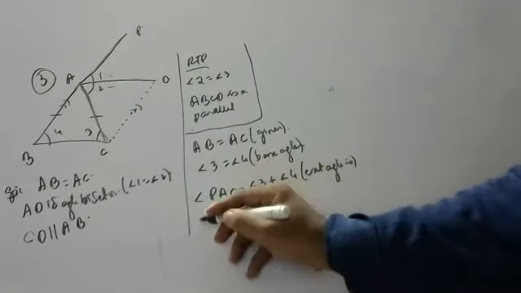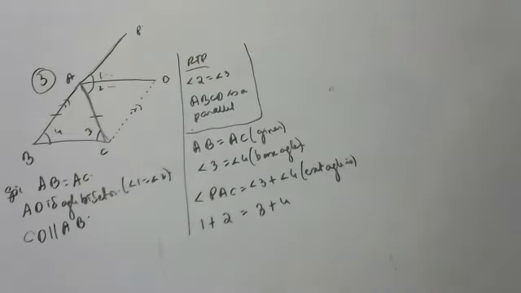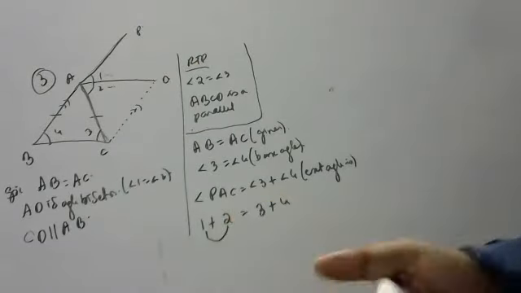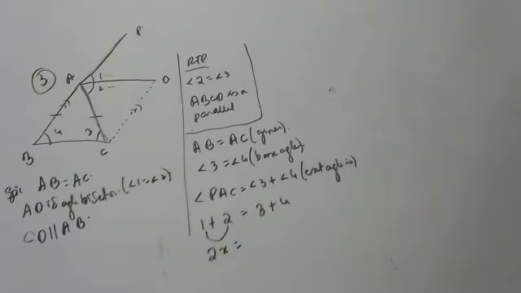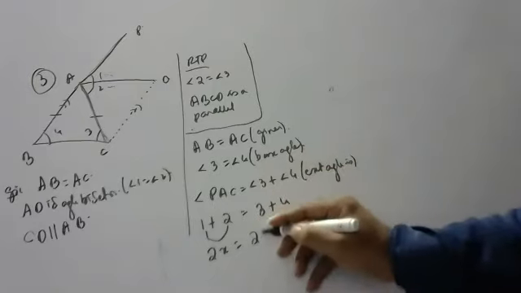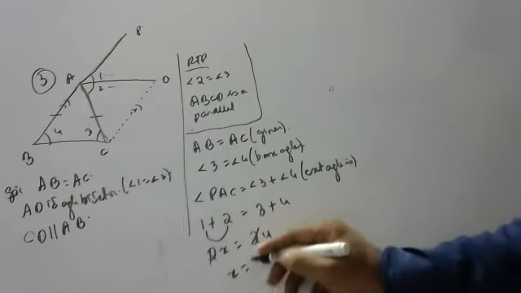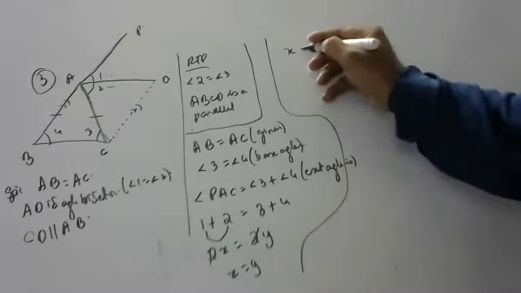Okay, PAC means what, children? 1 plus 2 is equal to 3 plus 4. But 1 and 2 are equal, he said first only. So let me write as 2x. And 3 and 4 are also equal, so let's take 2y. Cancelling 2, x is equal to y.